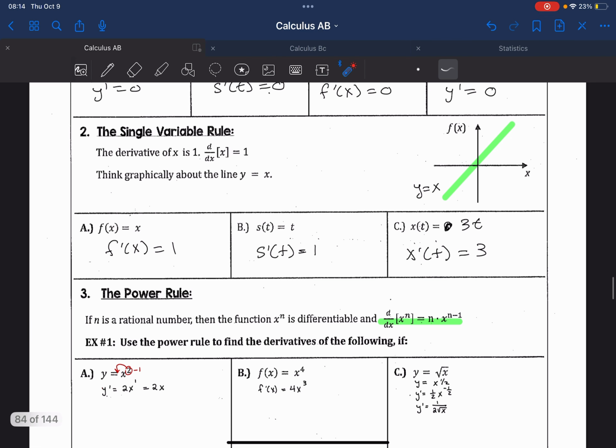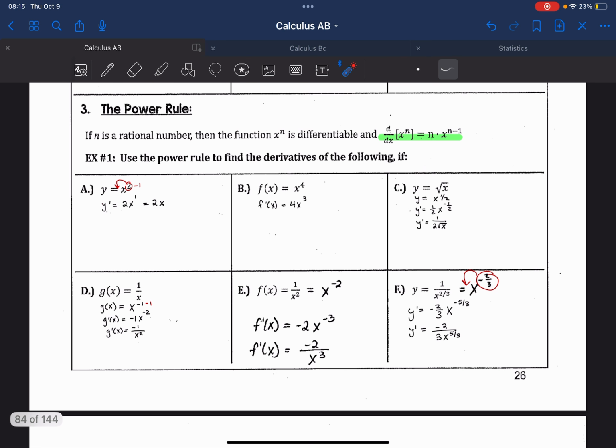Okay. Then we have a single variable rule. So this is when we're talking about, let's say, for example, y is equal to x. Okay, very simple. There are no other variables there besides that x, which means if we were looking at this type of question, we would just identify the slope, and that slope would be the derivative. So for example, since this is y is equal to x, the derivative is always the coefficient in front of x, which in this case is 1.